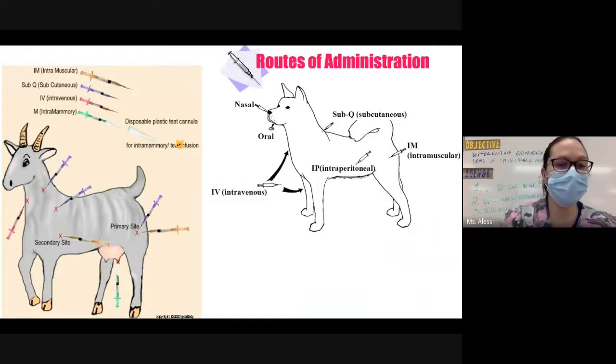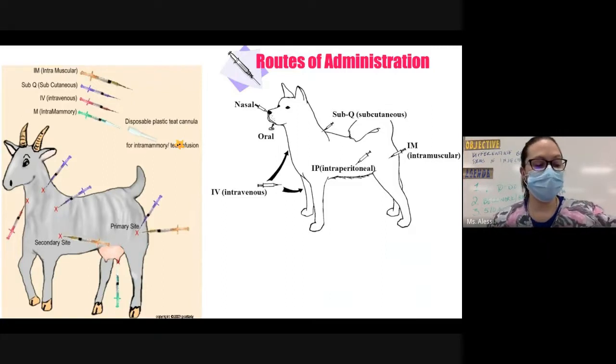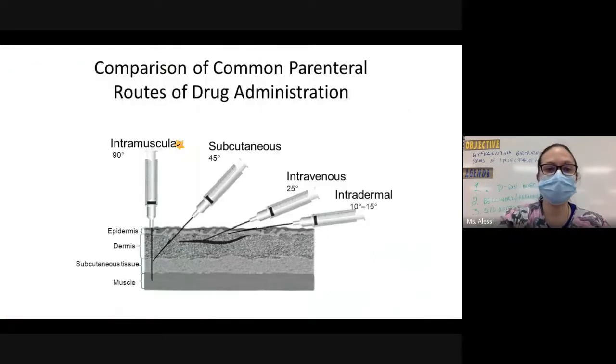Okay. Then we have the routes for injectable medication. You will be responsible for knowing the sites of injection. So where are we going to put an intramuscular injection versus where are we going to put an intravenous? What are the veins? Where are they located? And whatnot. So muscle groups versus veins versus that extra tissue that we can get a subcutaneous injection on.